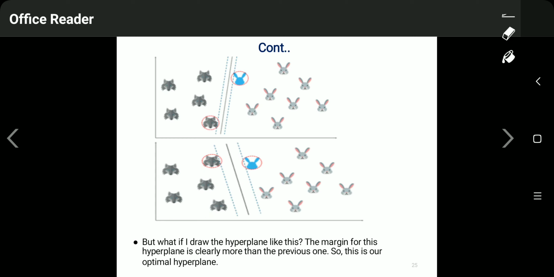Now just see here the further example. Now see, this is an example.